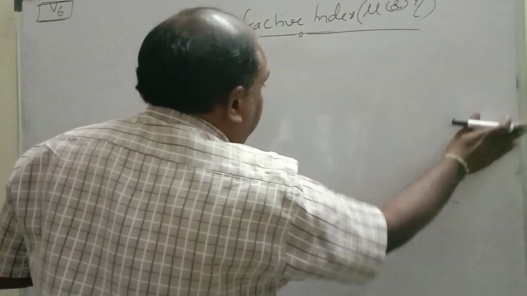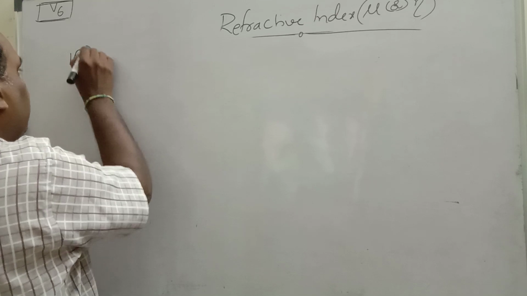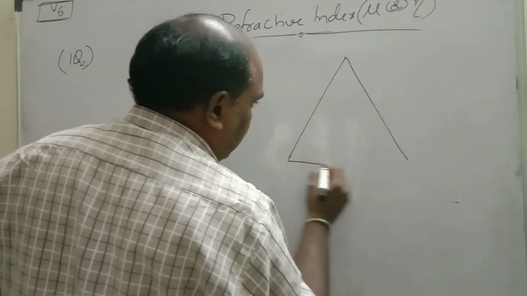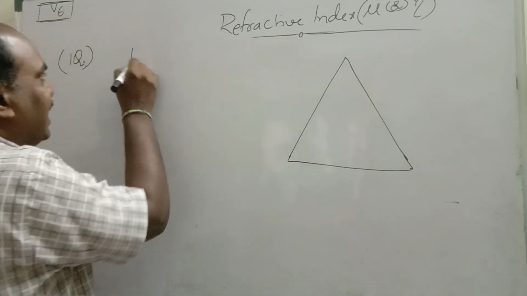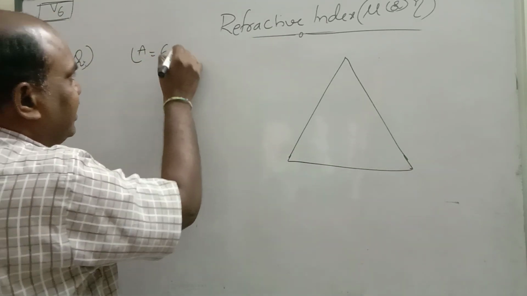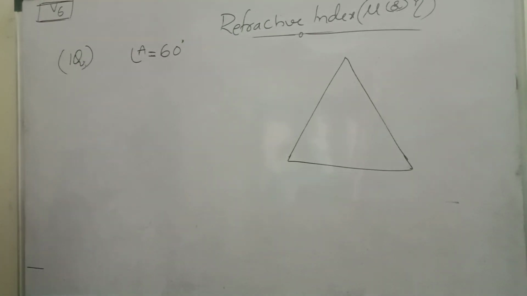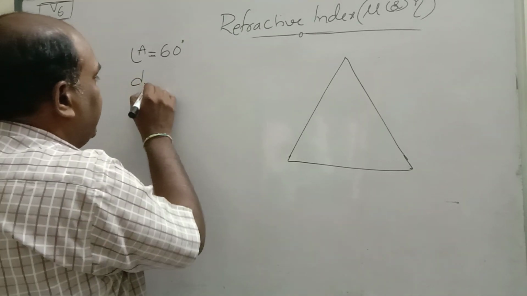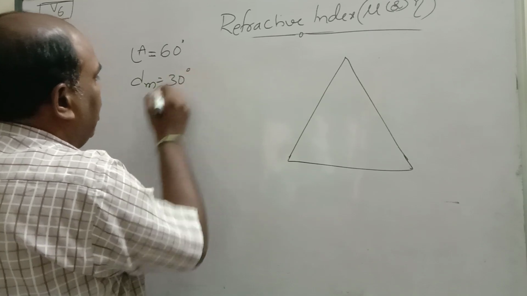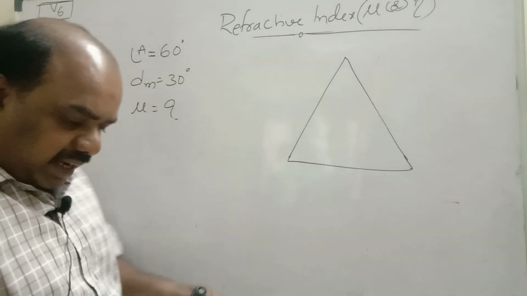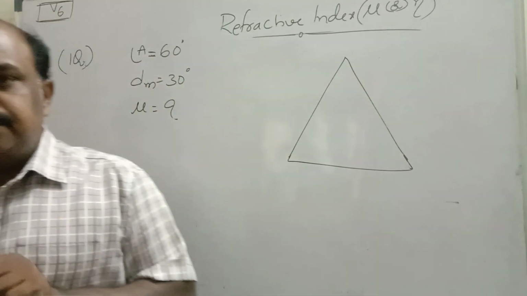Okay, children, first question, one numerical we will see. It is a prism. The angle of prism is given as 60 degrees. Angle of prism is equal to 60 degrees. And the minimum deviation is also given. Minimum deviation is 30 degrees. Find the refractive index of the prism. This is the question. Pause it and try once.